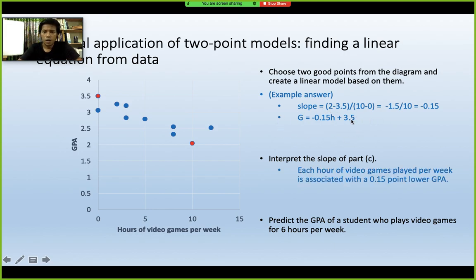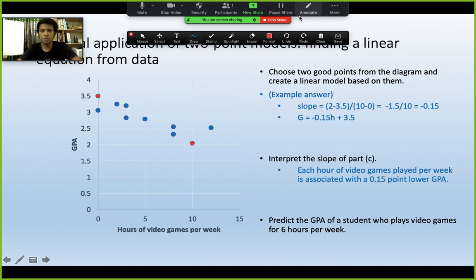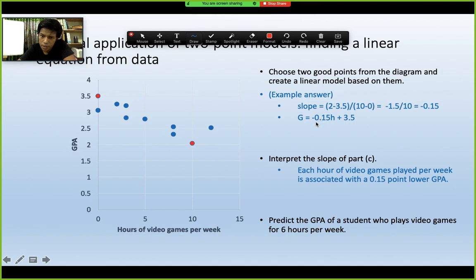Okay, now interpret the slope here. There is no part C here. Actually, I can remove this C from here. So interpret the slope. What is the slope here? Let me explain this part. This part is a bit interesting. So you see, this value, minus 0.15, is the slope. This is the hours of video game play, and this is the GPA.